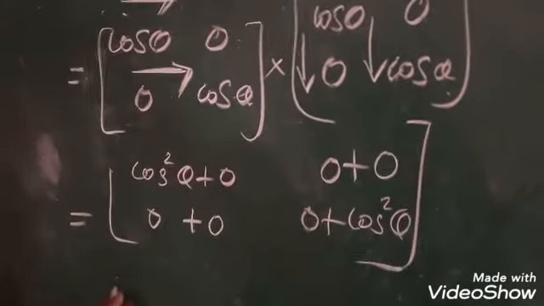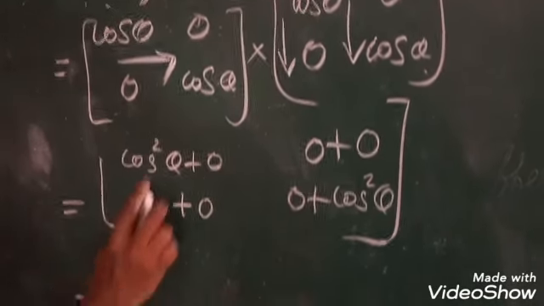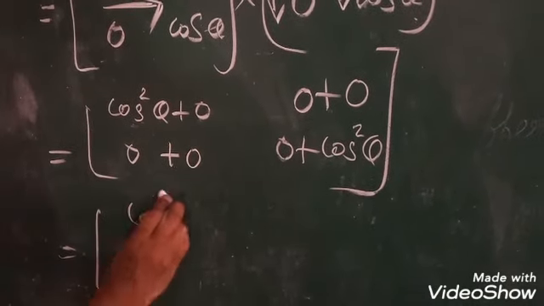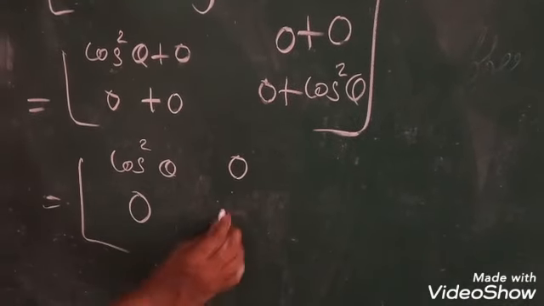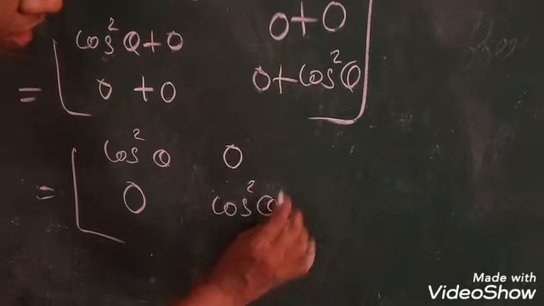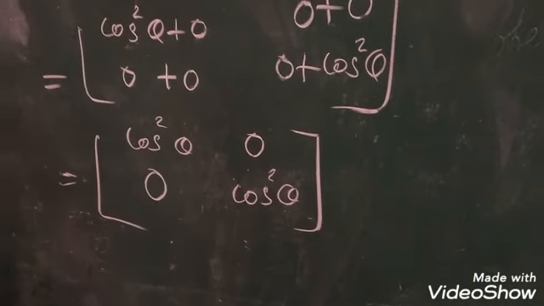Okay. Now you have to simplify, girls. Cos squared theta plus 0 gives cos squared theta. Then here 0 plus 0 is 0. Here also 0. Here cos squared theta. This is called the A squared matrix.